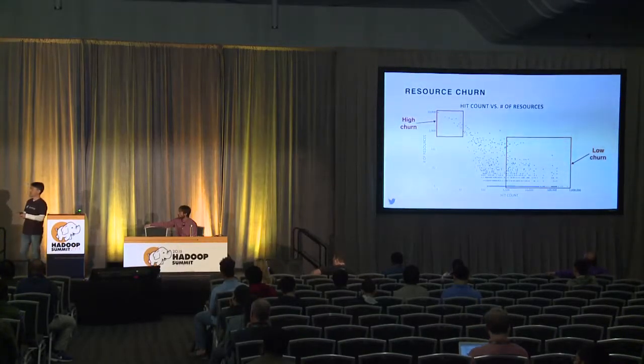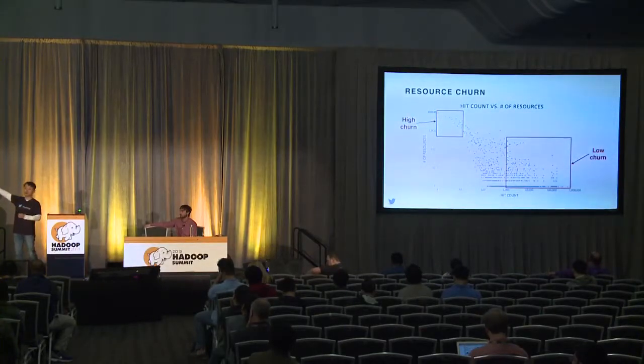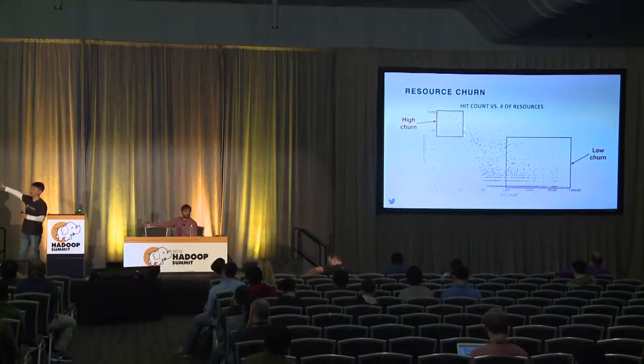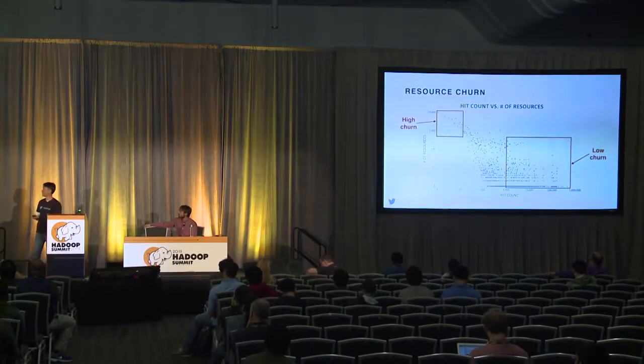So the idea is that if you analyze the landscape of your users' jobs, you want to encourage users to move their resources from the region of high churn to the region of low churn, and the value of the shared cache will go up even higher.